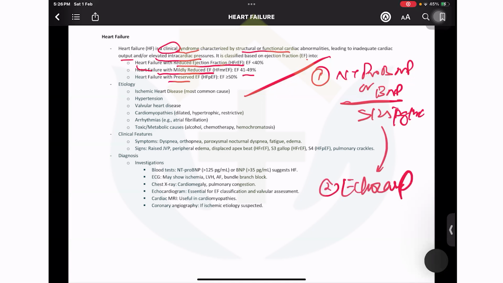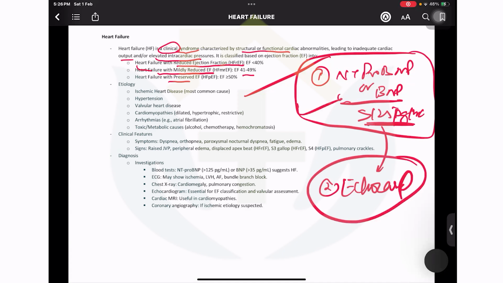This is the NICE guideline. This is how the NHS works. In the clinic, you do NT-proBNP. If the patient has elevated NT-proBNP, you start therapy for heart failure and refer the patient for echocardiography, so as to label which kind of heart failure the patient has, whether it is HFpEF, HFrEF, or HFmrEF.